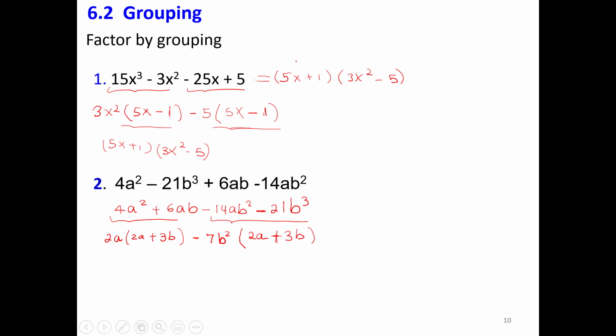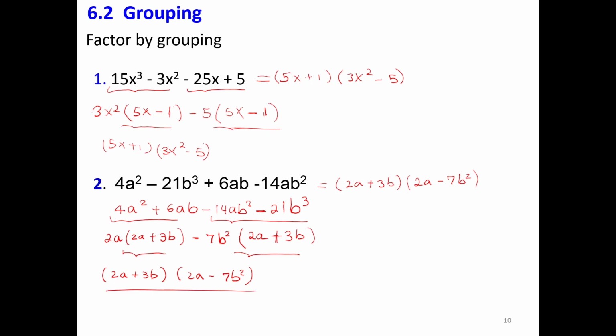Now these two terms match. Then we can write this one in front, and this is what is left. Then we can factor it out like 2a plus 3b, and then 7b squared. This is the answer.